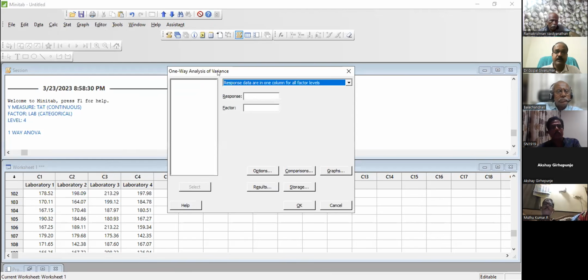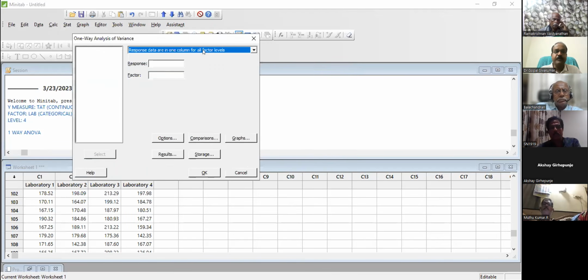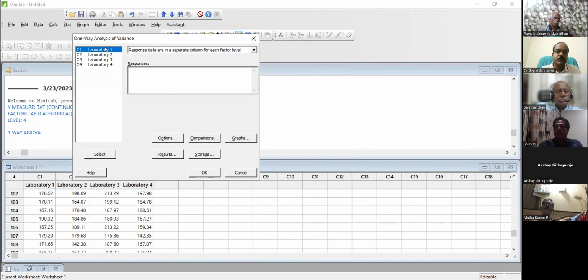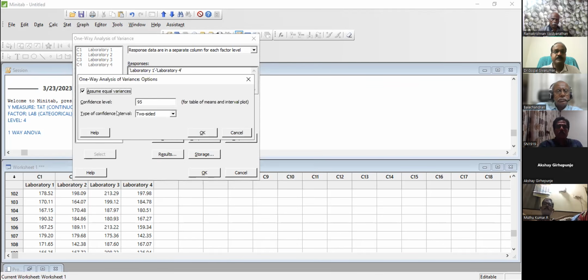Click this. Now response data are in separate columns. We could easily understand lab 1, lab 3 separate. Now come here. What are the laboratories? 1, 2, 3, 4. You can select all in one go. And now click select. Now go to option.